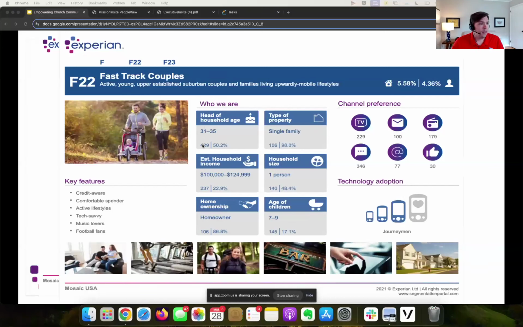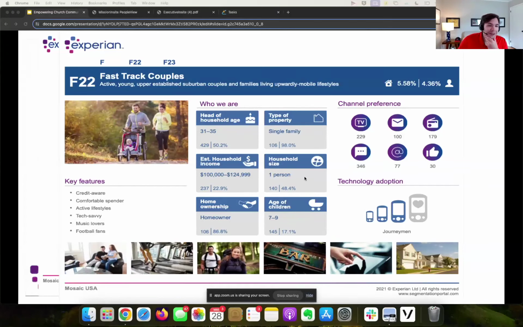Who are we? Over 50% of these people are between the ages 31 and 35 years old. Almost a quarter, so a fourth of these folks have a household income between $100,000 and $125,000. Almost 90%, so 9 out of 10 F22s that you were to come across in the public sector own a home. Now, this isn't super relevant to the market segmentation that we're talking about, but I've shown this enough times that I know everybody's eyes went all over the screen, and so I wanted to clarify what you were looking at.